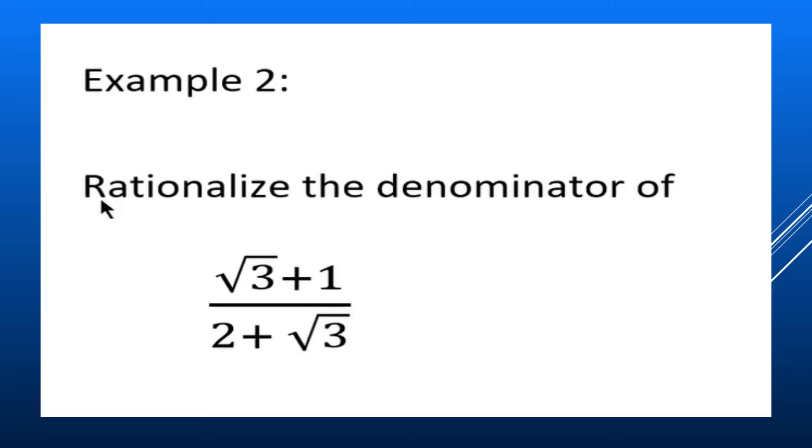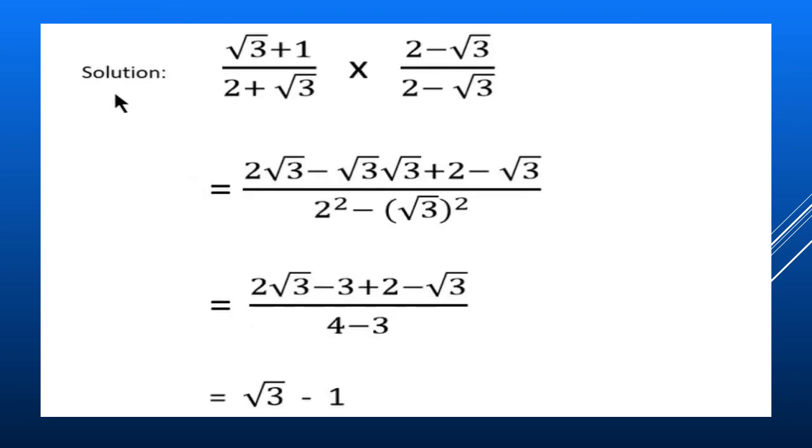In example 2, we have to rationalize the denominator of this fraction, and you can see in this fraction we have root 3 as an irrational number. So let's see how we can go about rationalizing the denominator of this given fraction. Looking at this solution, we can see this is our given fraction, and again we are multiplying and dividing by the conjugate of the denominator.